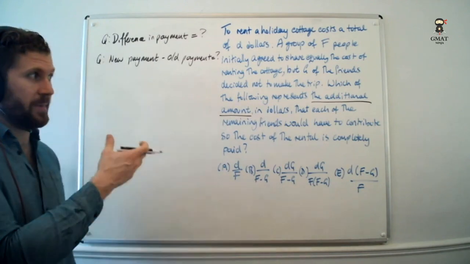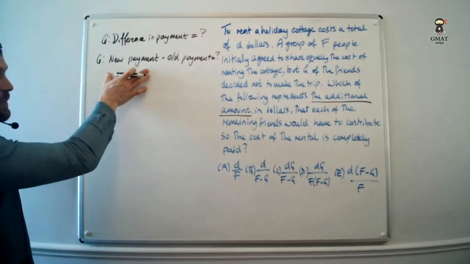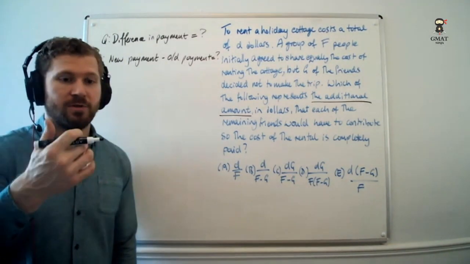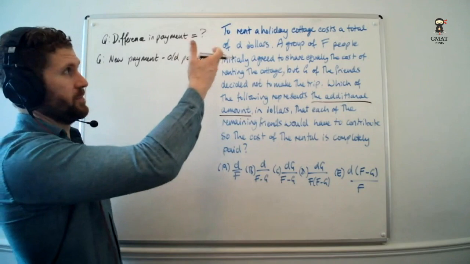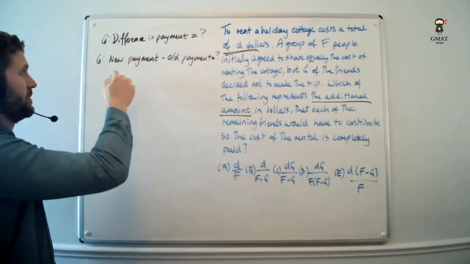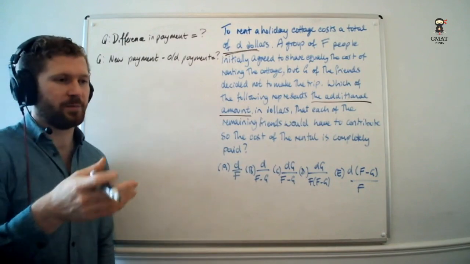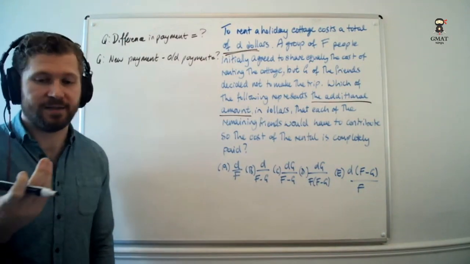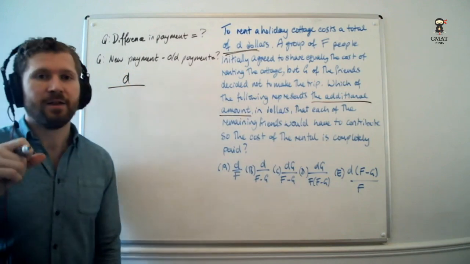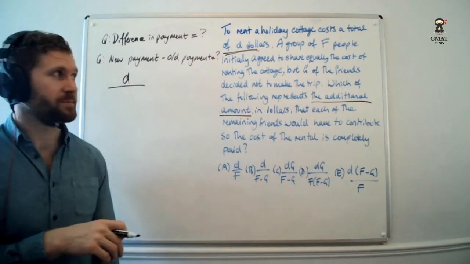So the amount they have to pay in total is still D. This holiday cottage costs a total of D dollars. That's the amount they have to pay. Now, to split that up between the number of people, we're going to have to divide this. So the new payment is going to be D divided by the number of people we have left.